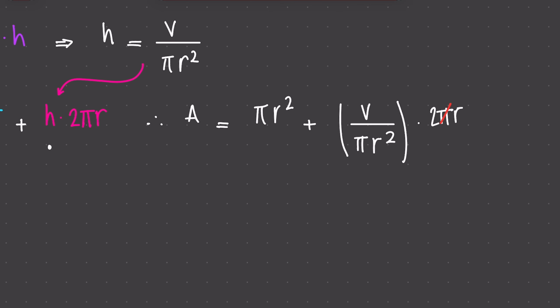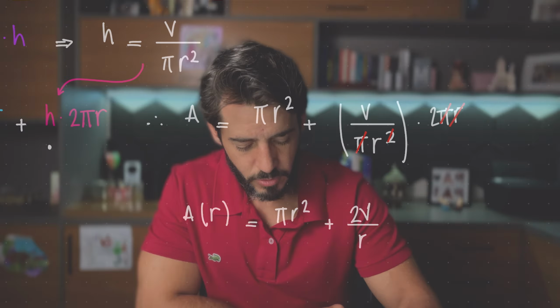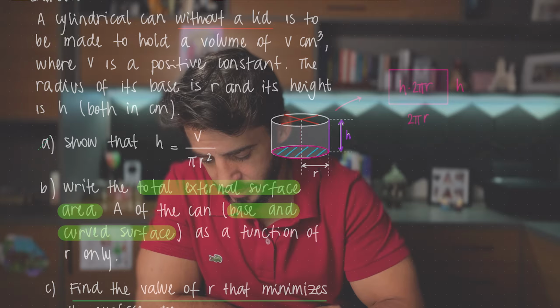There are variables and constants to simplify. We can simplify an r over here and over here, and simplify pi. Therefore, A as a function of r only is equal to pi r squared plus 2V over r. Now, question A is done and question B is done as well.